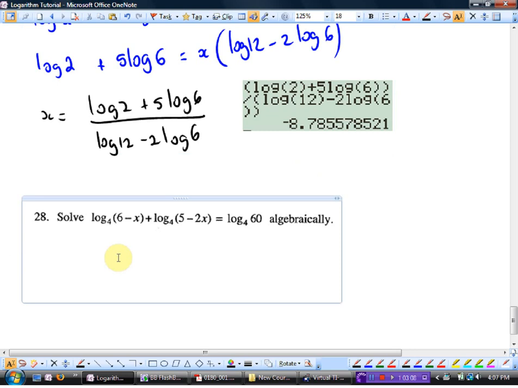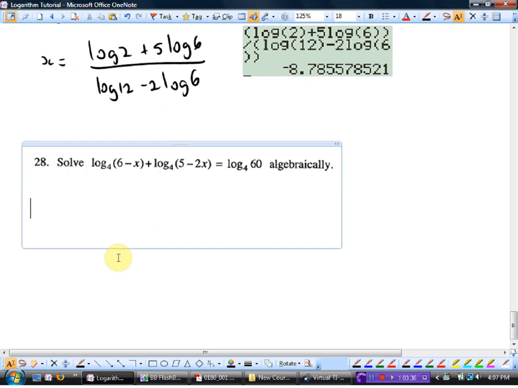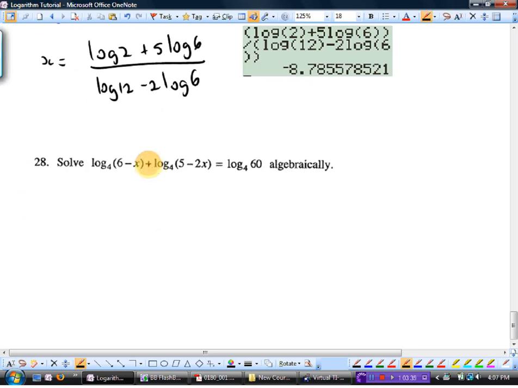How can I tell just by glancing at that it's a logarithmic equation? Because what appears in it? Logs. Okay? Are my bases the same? My goal for any logarithmic equation is I want to write it as one thing equals one thing. And I want to do that by using my log rules.